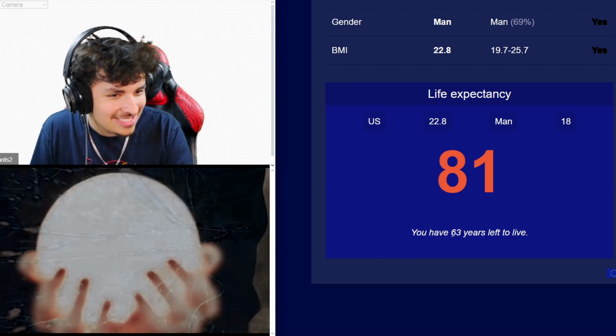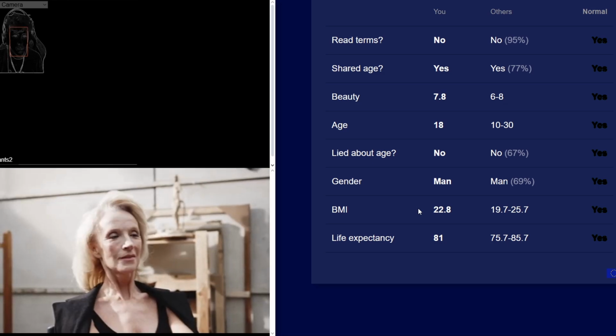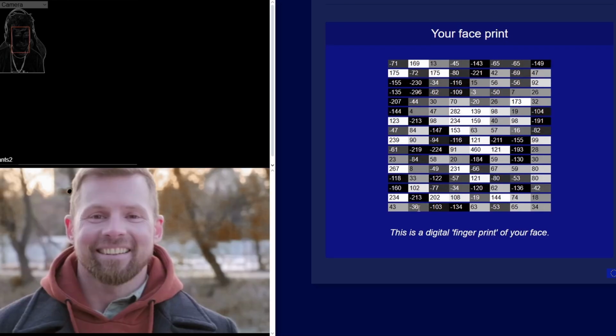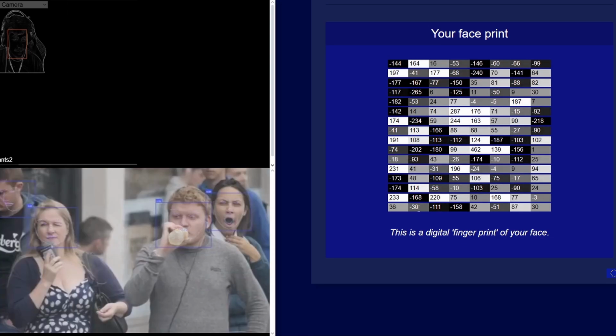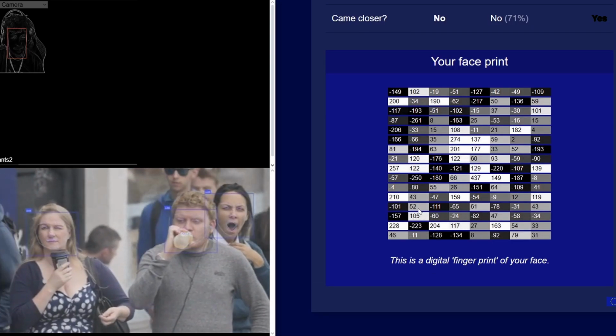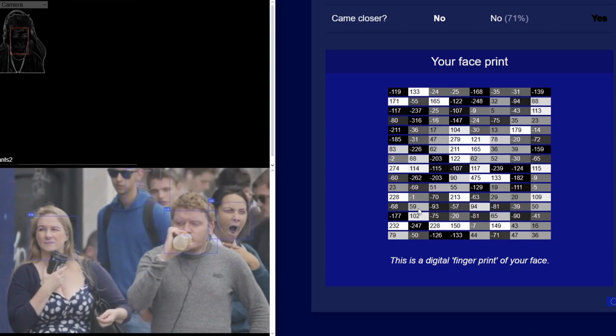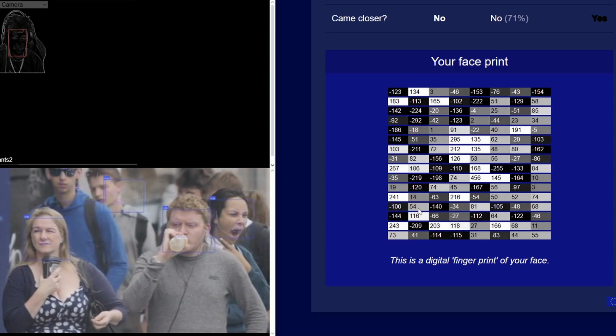Is that a threat? Don't take this the wrong way, but you have a very unique face. That's why, just like you have a fingerprint, you also have a face print. This is usually expressed in 128 numbers. This face print makes it possible to recognize you wherever you go.